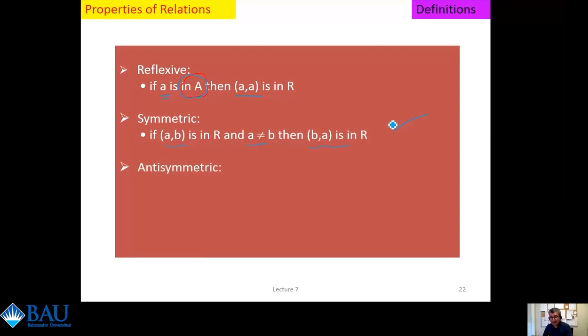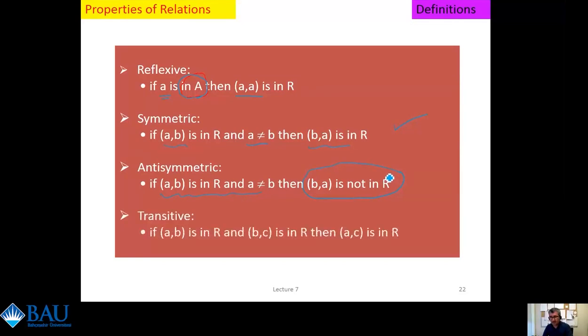Symmetric. Pay attention about the antisymmetric. If we have an AB in a set, which they are not the same, but we don't have a BA, that means antisymmetric. The last one, transitive: if we have an AB and also we have a BC, but we do not have an AC.